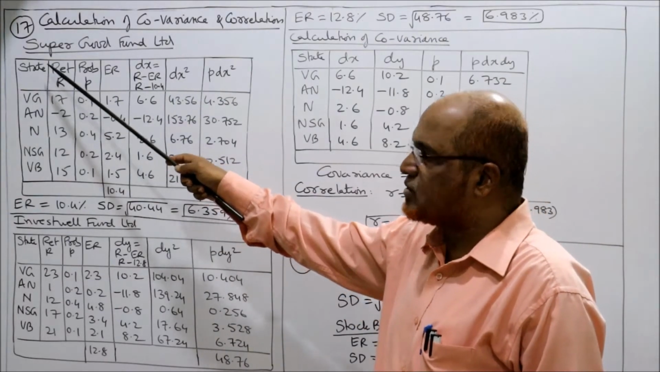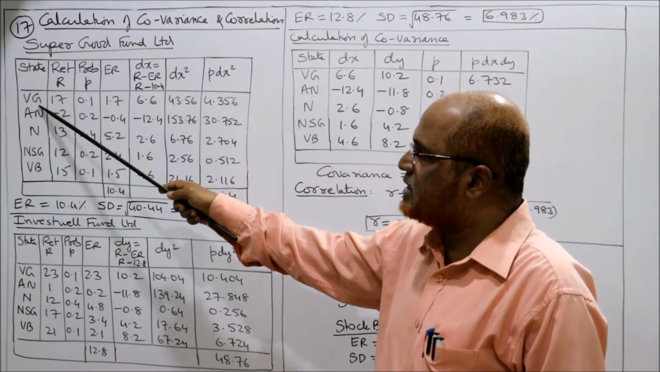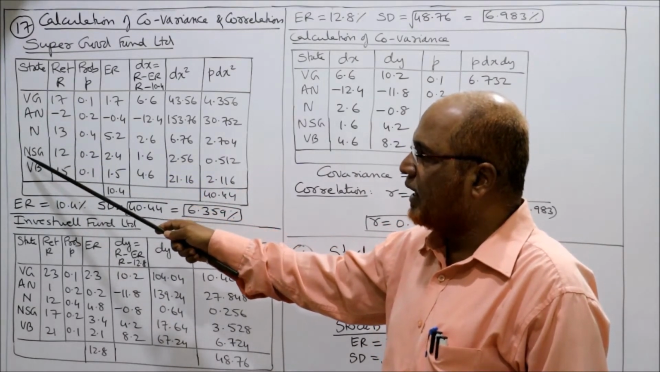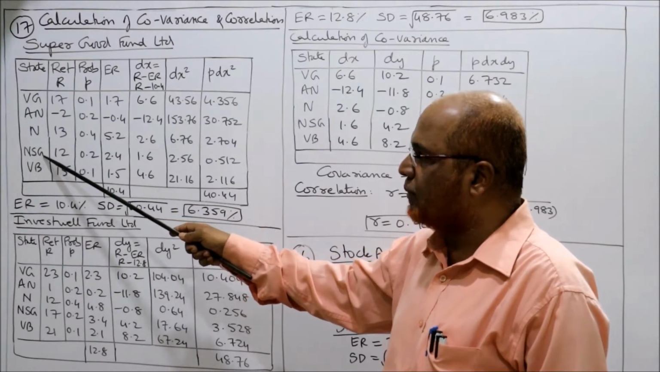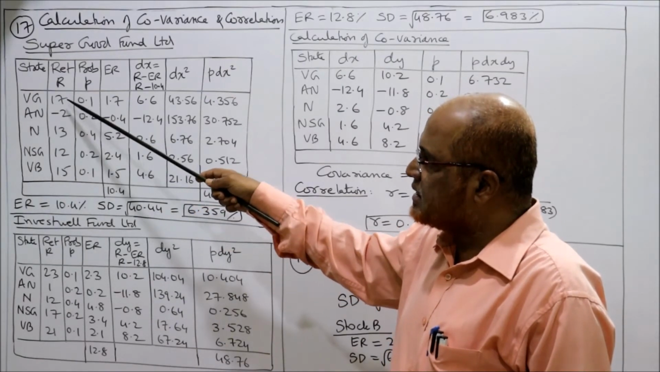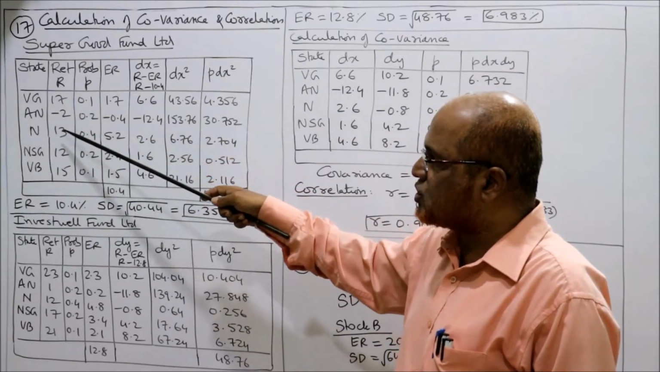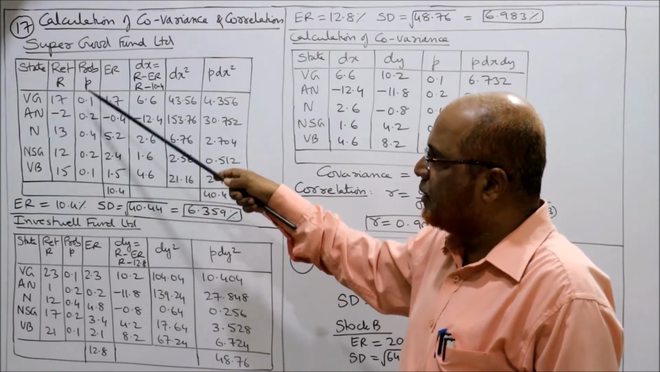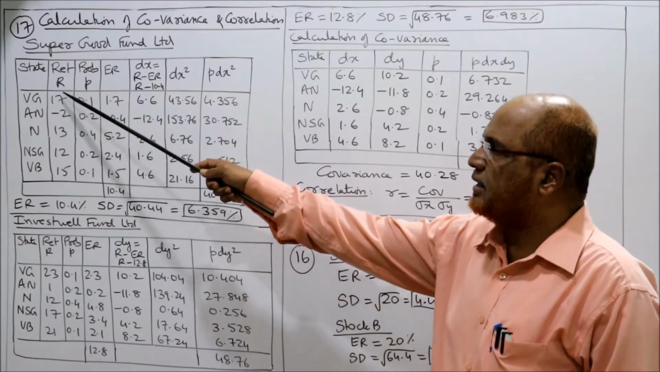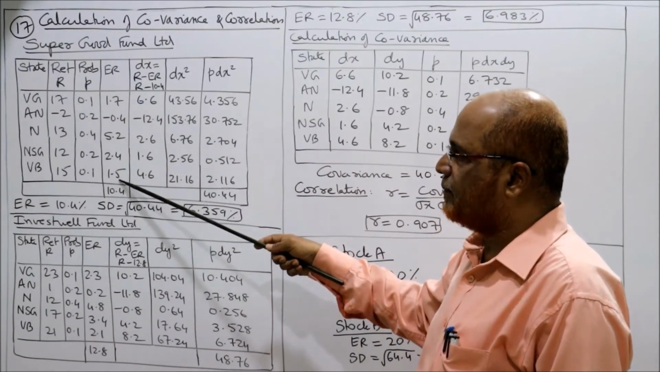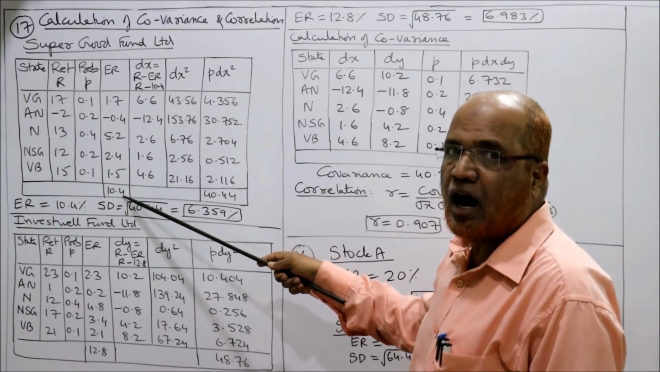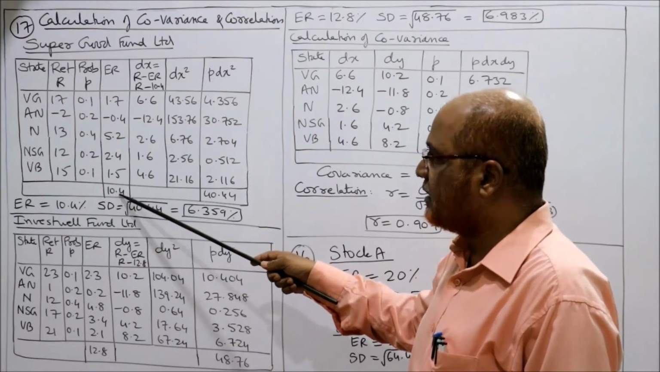Super Good Fund Limited, first we are calculating. State of economy: VG, very good, AN, above normal, N, normal, NSG, not so good, VB, very bad. So I have taken the state of economy. Returns are given for Super Good Fund: 17, minus 2, 13, 12, 15. Probabilities are given in the problem: 0.1, 0.2, 0.4, 0.2, 0.1. Multiply the return with probability to get expected return. Add up the expected return, the total you will get 10.4. So ER, expected return, 10.4.